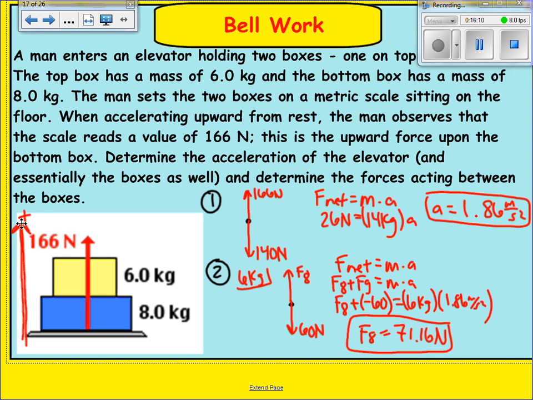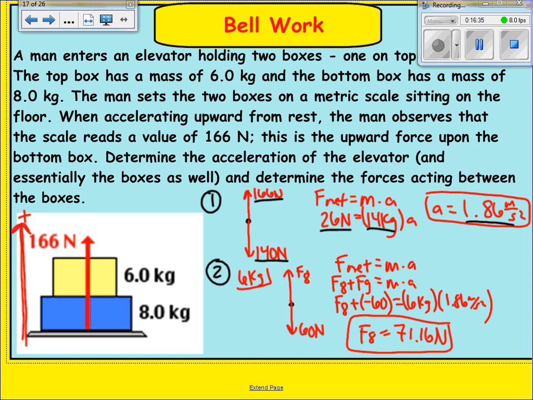So for number 1, the net force, if you take into consideration the 166 up and the gravity of the whole system down, is 26 newtons. Divided by the mass of the whole system gives you the acceleration of 1.86. Now, when I solve for the force in between, I'm going to choose the block that has fewer forces acting on it, and that would be the 6 kilogram, since the 8 kilogram would also have the force of the floor on it. So I'm going to choose the 6.